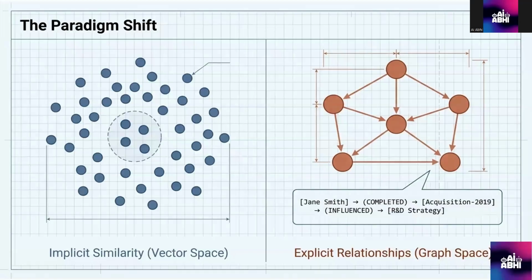Now, when someone asks a multi-hop question, you don't search for similar text. You traverse the graph, you follow the edges, and you answer questions that require connecting multiple facts because the connections are explicitly encoded.